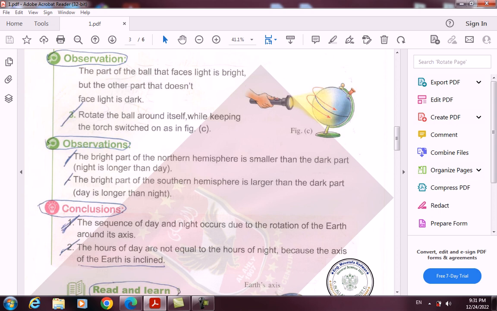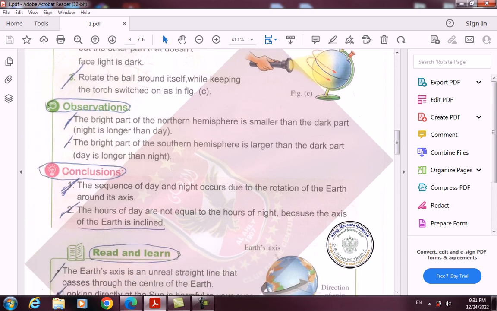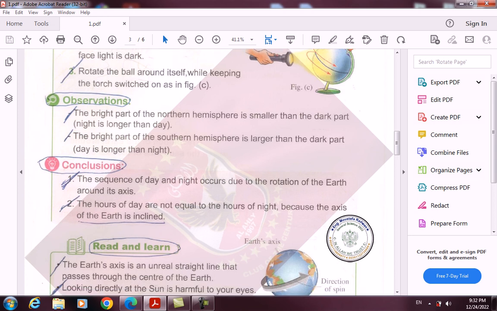So after we discover that when it's just still, part of it is bright and the other is dark, now we will start rotating. We will find that in the observation, the bright part of the northern hemisphere is smaller than the dark part. Night is longer than day in that case. Okay, we'll see a little bit there. And what else? The bright part of the southern hemisphere is larger than the dark part, where the day is longer than night. So what shall we conclude from that?